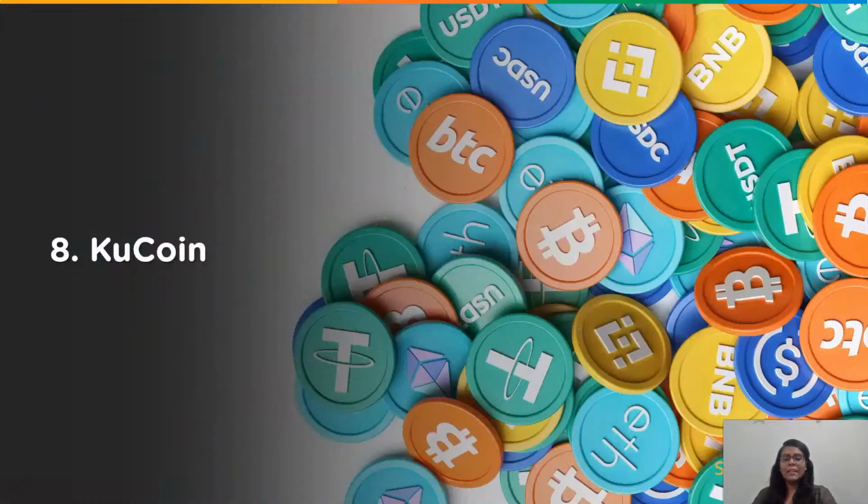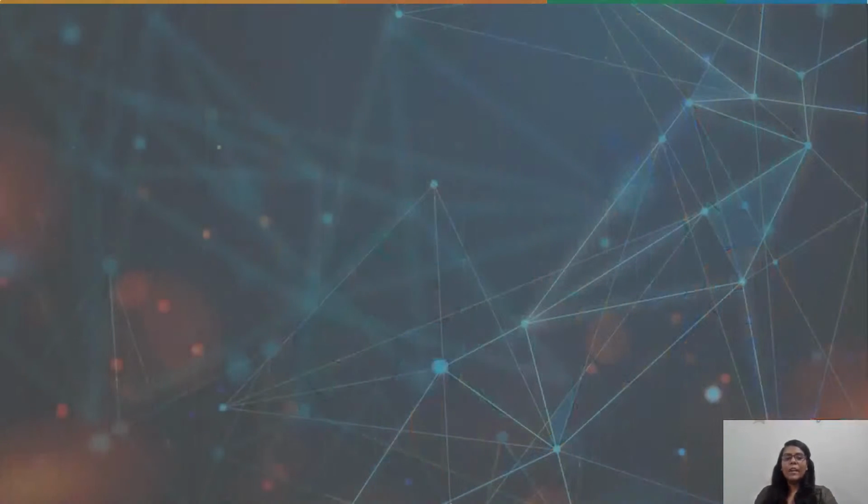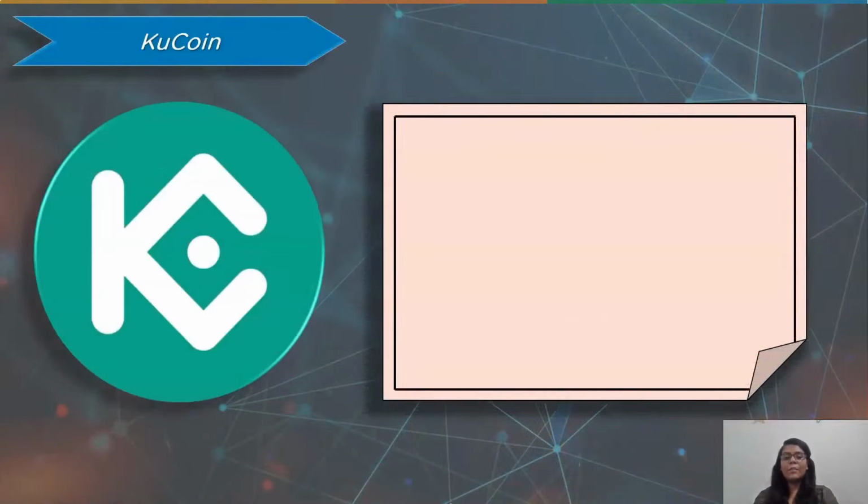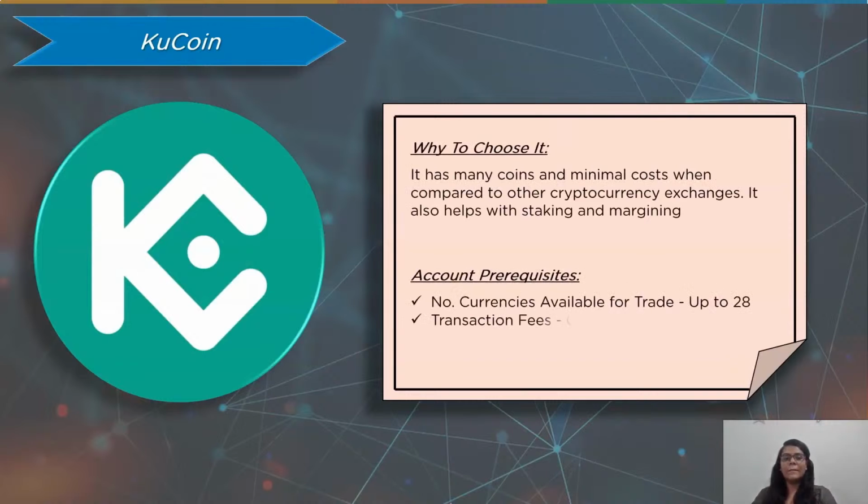Moving on, next in our list is KuCoin. KuCoin is a third-party cryptocurrency exchange that lets you buy, sell, and trade a variety of cryptocurrencies. The founder's goal was to provide a simple and secure platform for people all around the world to exchange a variety of digital currency. KuCoin has a large number of cryptocurrencies to choose from and has minimal cost when compared to other cryptocurrency exchanges. Staking, leverage, futures, and peer-to-peer trading are all supported, which may appeal to more experienced users.